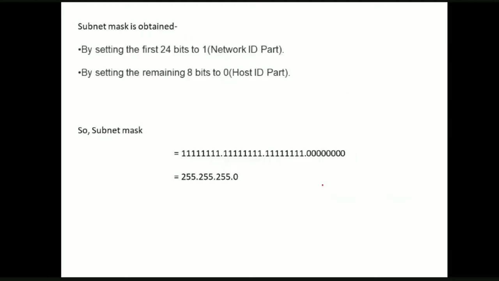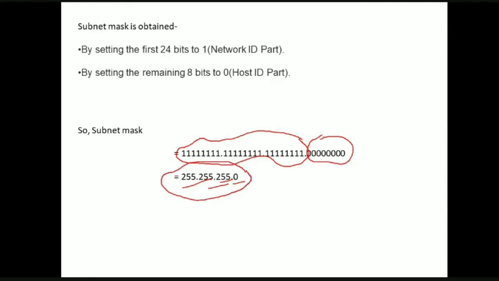So what will be the subnet mask now? The network ID part is kept to all ones, and the subnet and host ID part is kept to all zeros. So all ones means 255.255.255.0. This is how we get the subnet mask for this class C IP address. I hope this is clear for you all, right? Next.